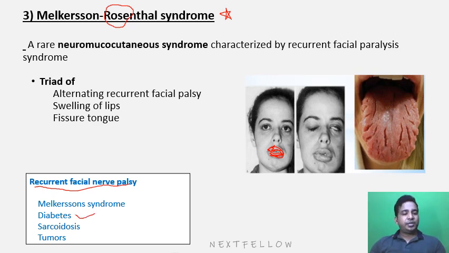It happens in diabetes. It may happen in sarcoidosis or tumor. So sarcoidosis, Melkersson-Rosenthal syndrome, these are the causes of recurrent facial nerve palsy. Ramsay-Hunt syndrome is not a particular cause of recurrent facial nerve palsy. It may happen 2-3 episodes in this patient's life, but generally recurrent facial nerve palsy causes are these much.